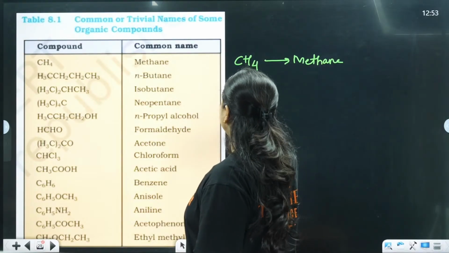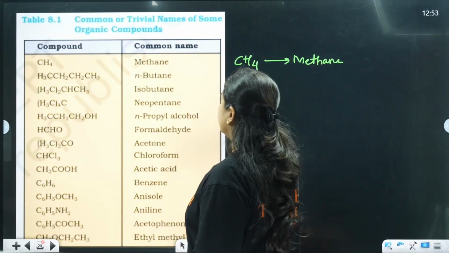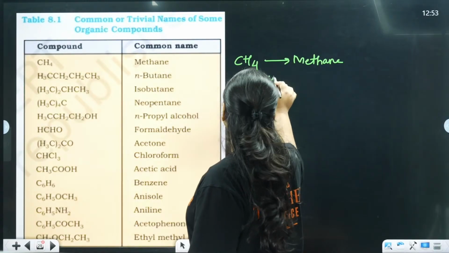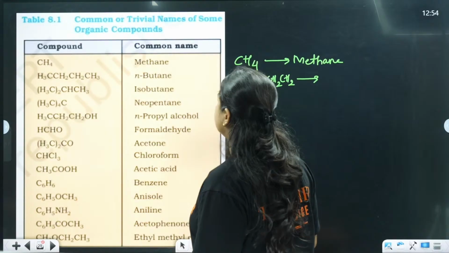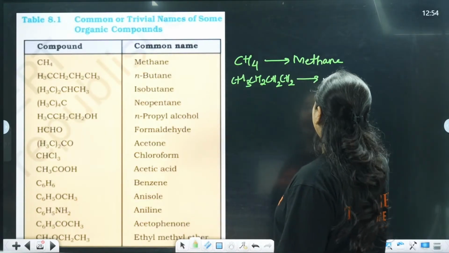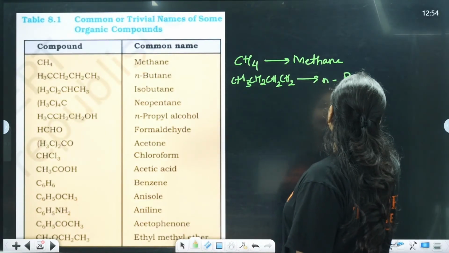That is going to be what? CH3, CH2, CH2, CH3. So what is this name called as? It is called as n-butane.